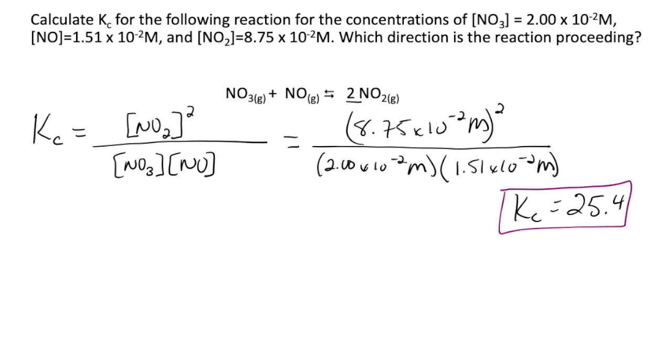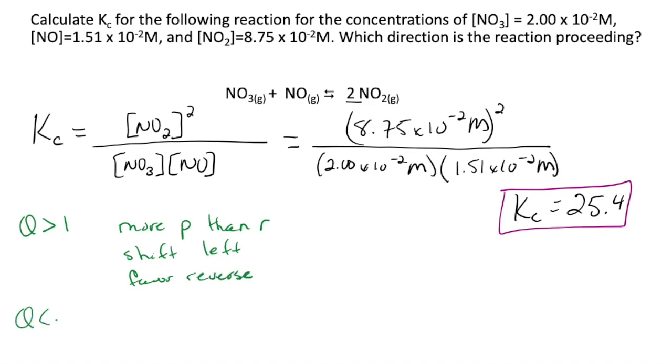Now, part B asks us to determine which direction the reaction is proceeding. Now, when determining the direction, you want to look at the quotient. If the quotient is greater than 1, meaning in this case, Kc, that means you have more products than reactants. And if we remember from Le Chatelier's principle, when you have more products, the reaction will shift in the reverse direction toward the reactants. So we would shift left, and it will favor the reverse direction.